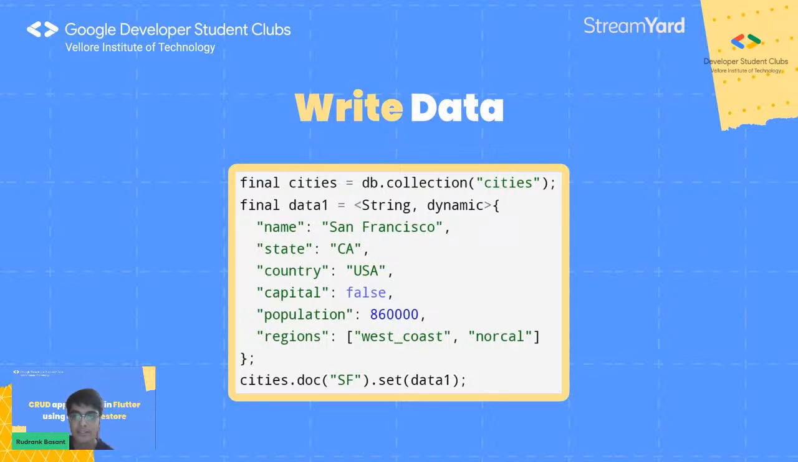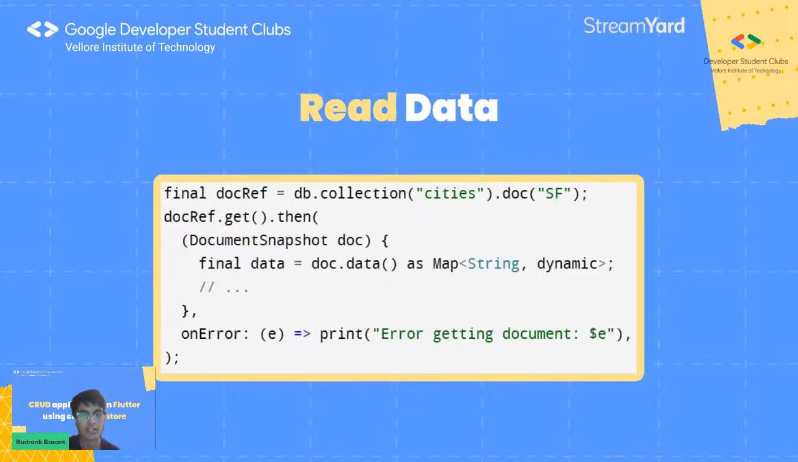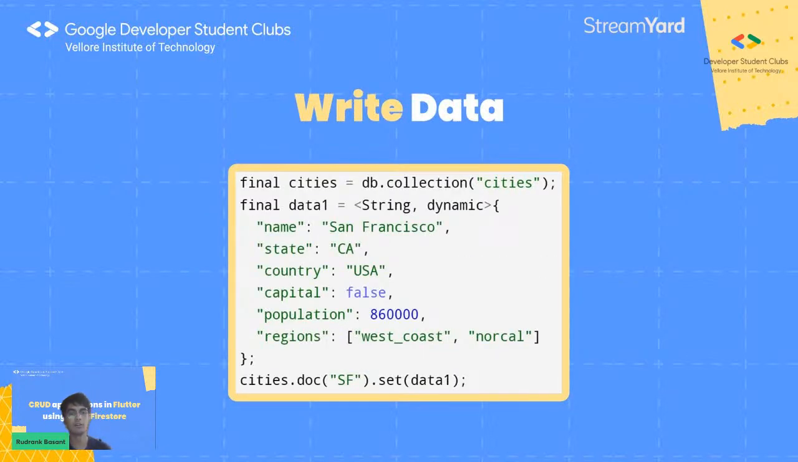As I said earlier, there are three hierarchical things: the collection, the document, and the fields. Here we have initialized the collection, and then we are telling Firestore the document name is SF, as you can see, doc SF. So cities is the collection, SF is the document, and data one has all the fields. Collection, document, and fields. This is how you write data. This is just a very basic block of code.